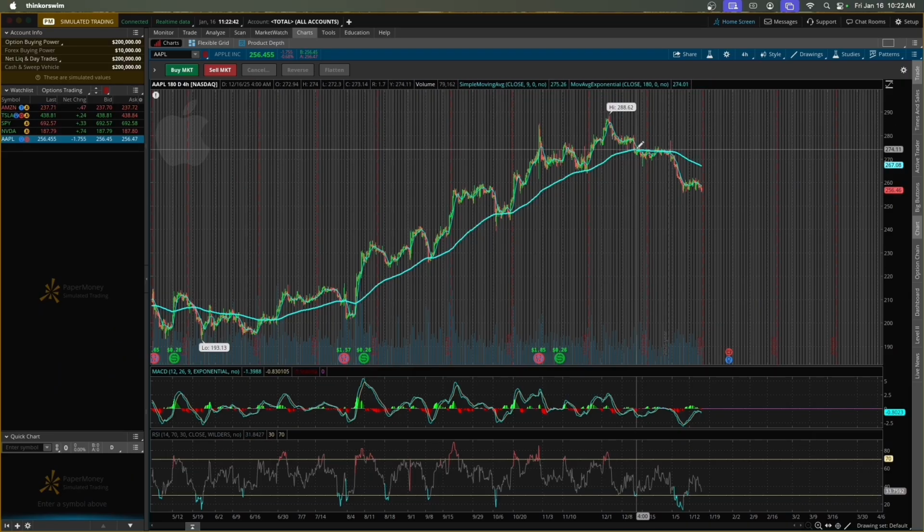See, for this one, it came down here, but then it pushed below, and then it tried to test the EMA again, but it got rejected and it came back further down.